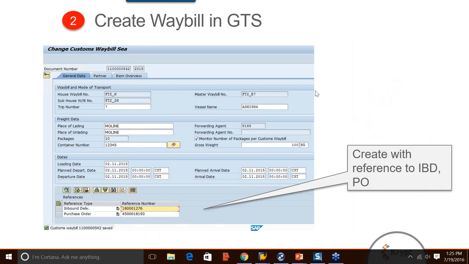So quickly, we'll go through how this looks in GTS. This is the screen for creation of the customs waybill. In the normal process, this would be created with reference to the inbound delivery and the purchase order. So the link between those documents can be made at the time that this is created. If, however, your business process is that perhaps the PO is not known, or perhaps the PO hasn't been entered yet, you can create this waybill in advance and then at a later time link it up with the purchasing document.